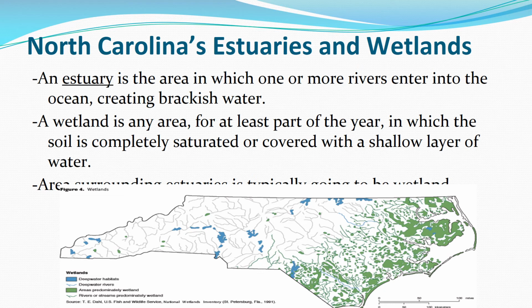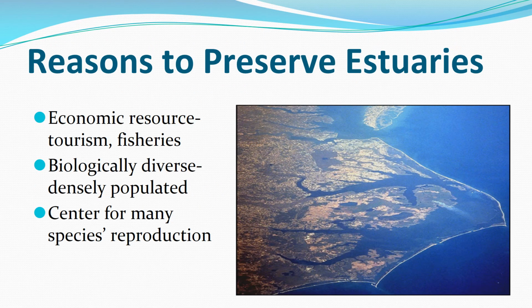Because somewhere there's an underground or groundwater supply, and then somewhere near you there's going to be a river or a creek, because that water has to eventually go somewhere so it can go back to the ocean. And you notice where my mouse is pointing, we get a good amount of wetlands here. So now, why do we need to preserve the estuaries?